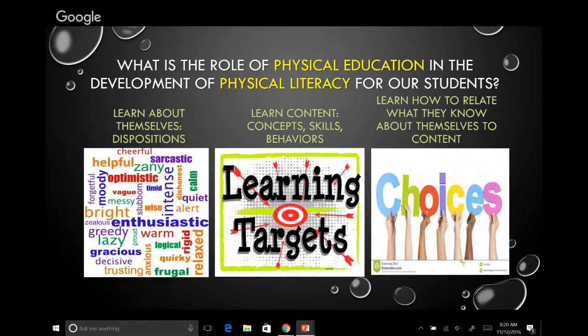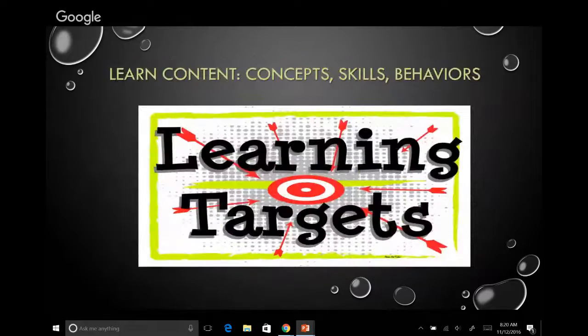And the second piece is this huge piece of now they need to learn content: all the concepts, skills, and behaviors that go into learning the content. And then this is the key piece that I think is really where the rubber hits the road, and that's bringing those two pieces together and learning what do I know about myself and what do I know about this content, and how am I going to make that real in my life so that I can make choices for the rest of my life. So we're going to take this center chunk, which is learning content, and explore those skills, concepts, and behaviors, and how we account for those.